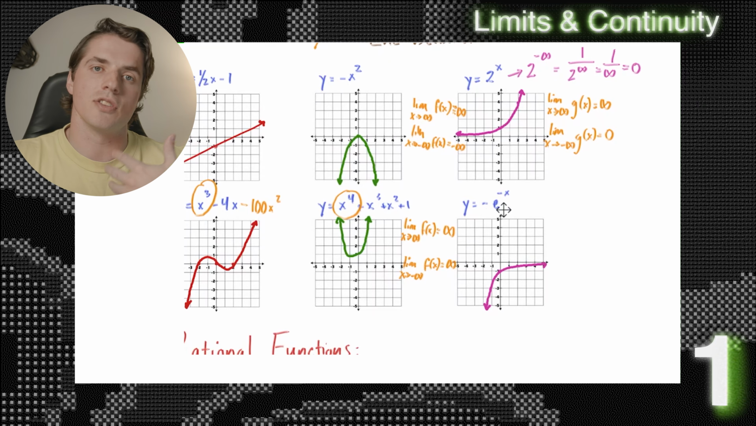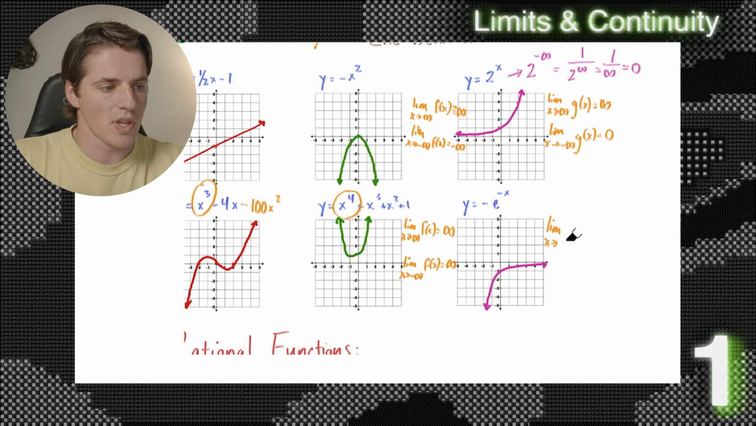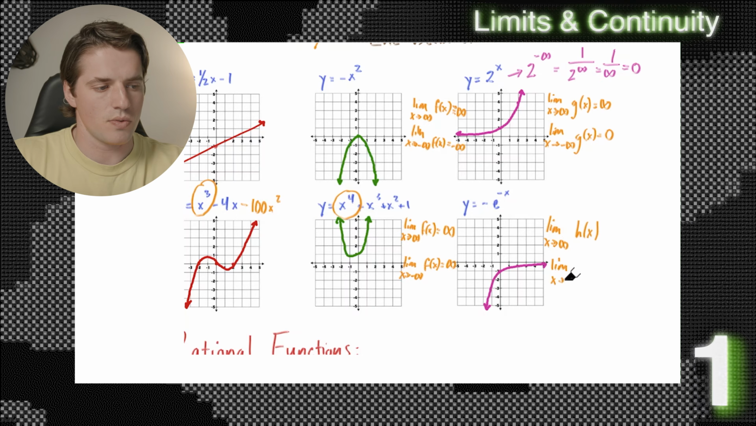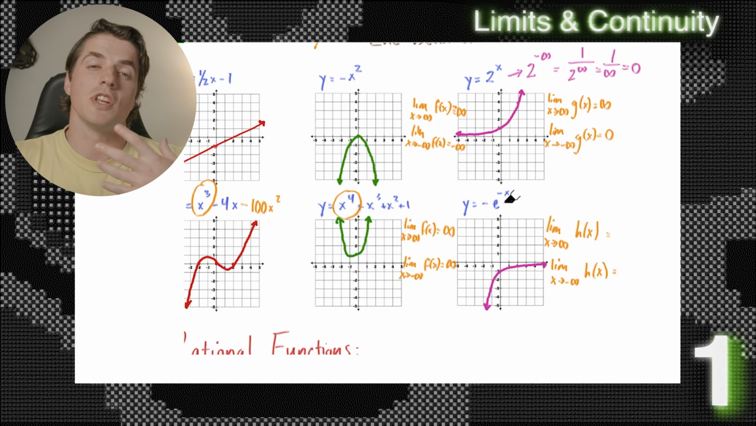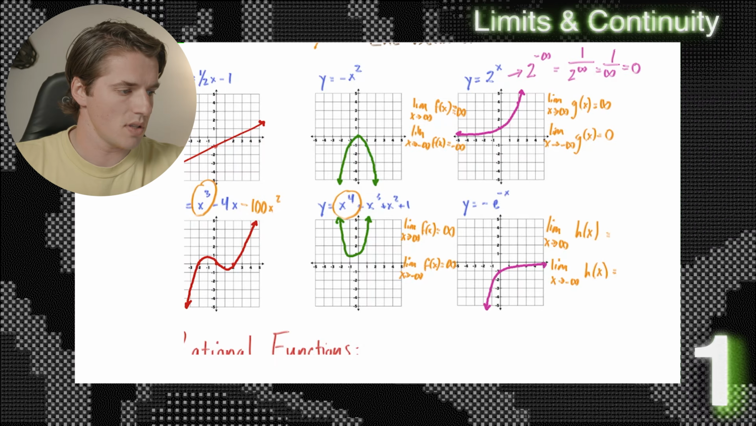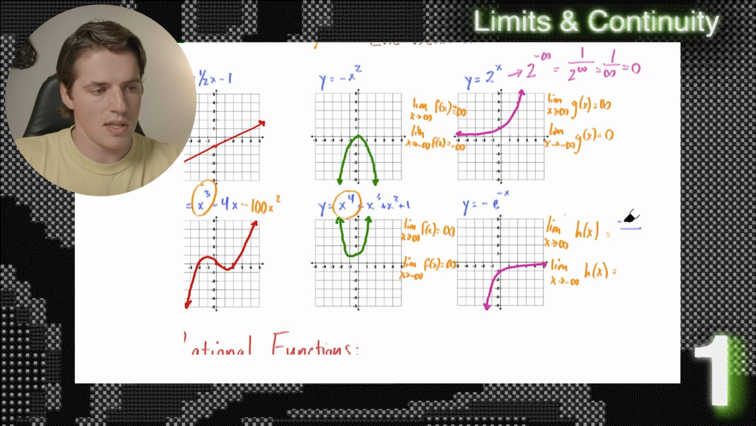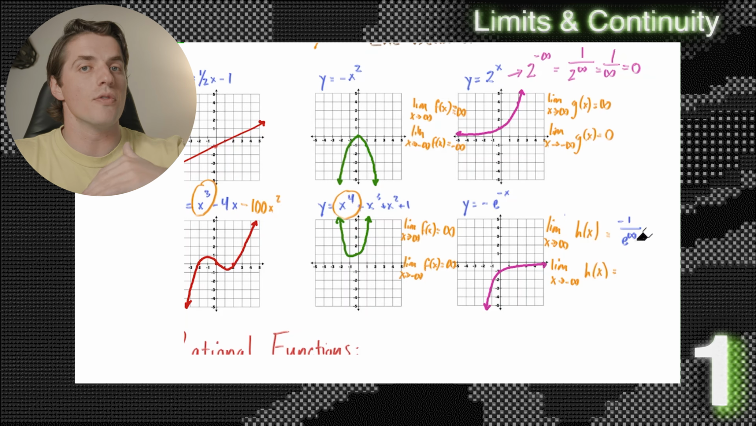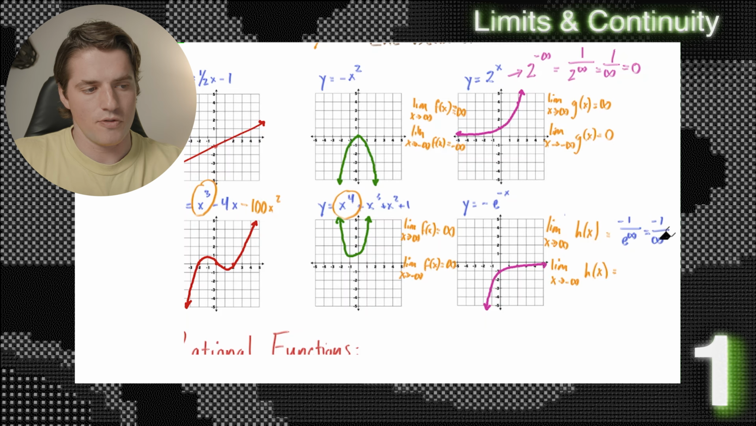Looking here at negative e to the negative x, we run into the same kind of situation. We have the limit as x goes to infinity of h of x, and the limit as x goes to negative infinity of h of x. When we plug in infinity, we have negative e to the negative infinity. This limit would be equal to negative 1 over e to the infinity, because e to the negative infinity is 1 over e to the infinity. This ends up being negative 1 over infinity.